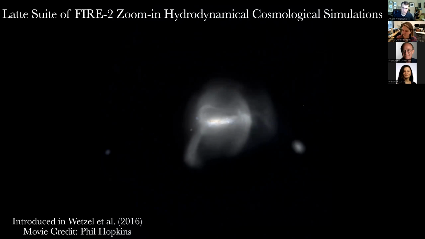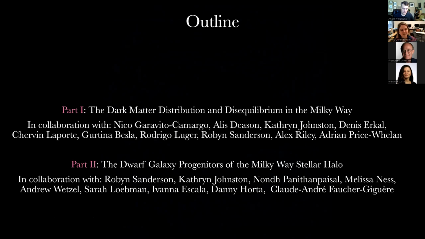So in my talk today, there are going to be two parts. In the first part, I'm going to focus on the dark matter distribution and disequilibrium in the Milky Way, and using halo stars as dynamical tracers to study our galaxy's mass distribution and signatures of disequilibrium. And then in the second part of my talk, I'm going to pivot and talk about the dwarf galaxy progenitors of the Milky Way stellar halo. So how we can use halo stars to learn about the dwarf galaxies that brought them into the Milky Way halo that have not survived to the present day.